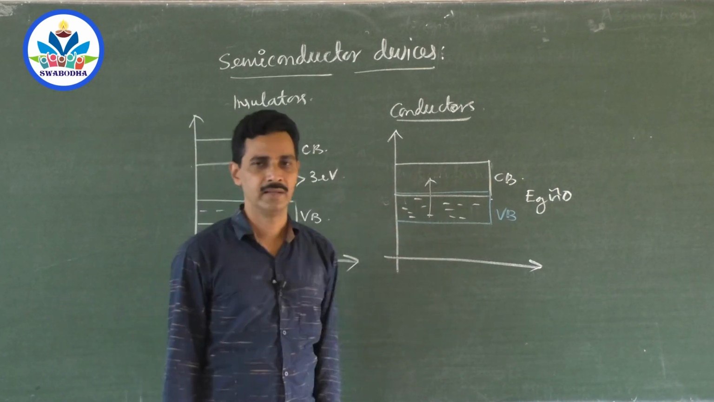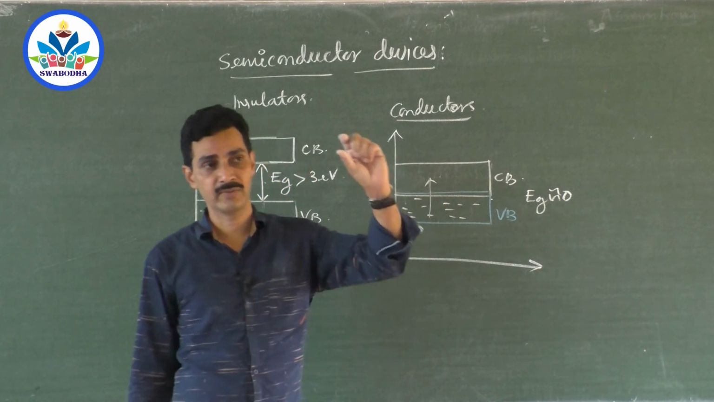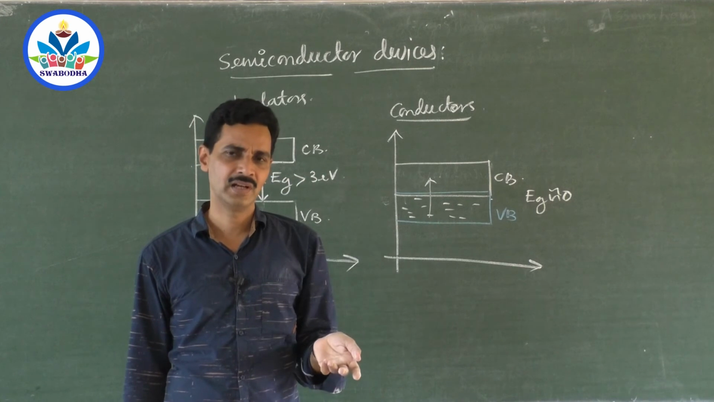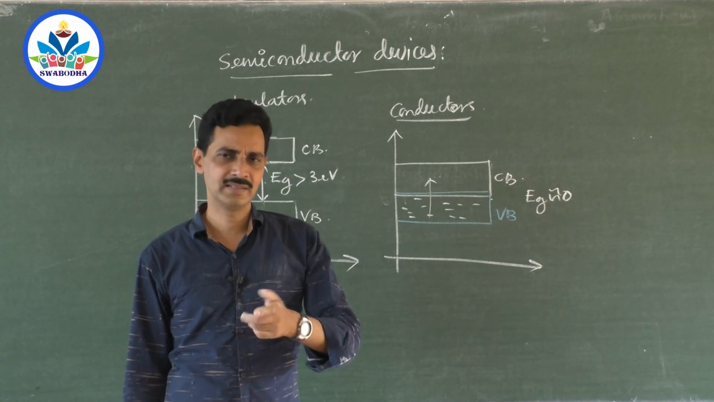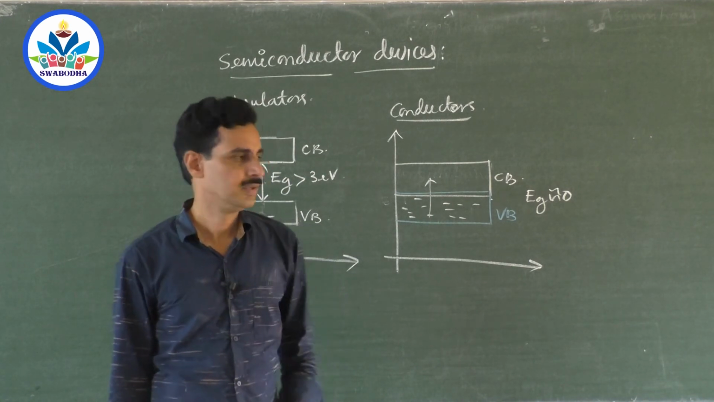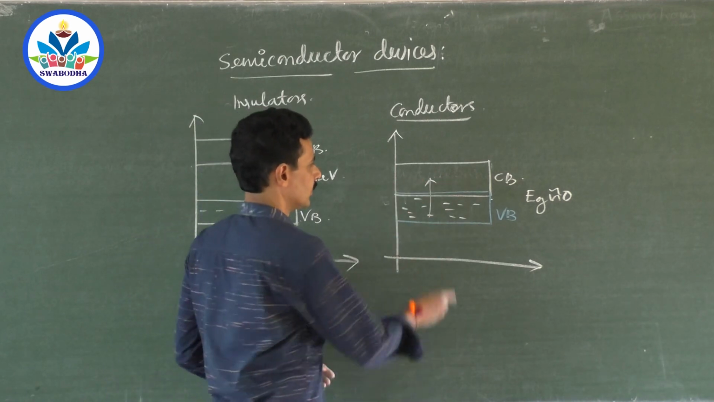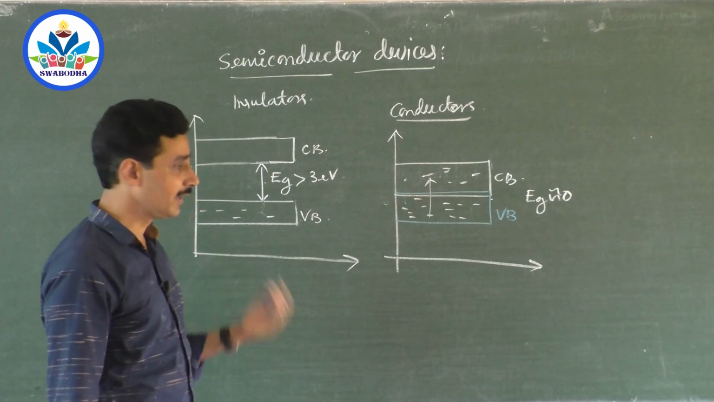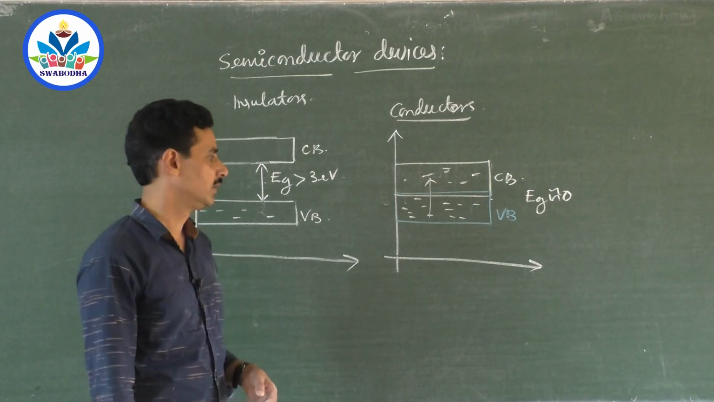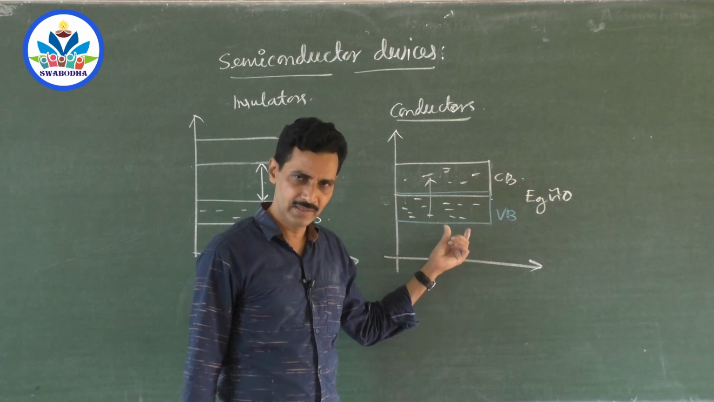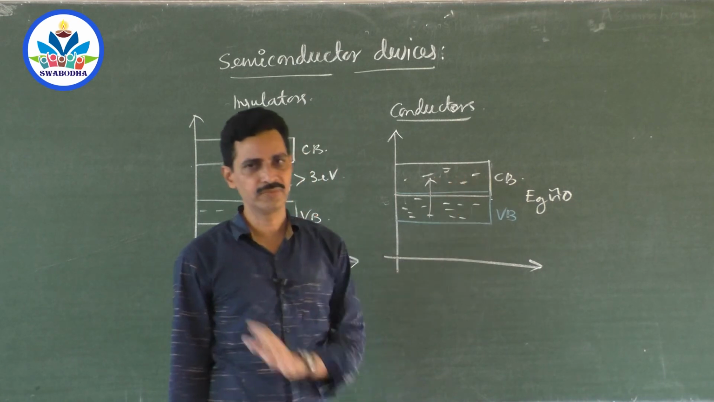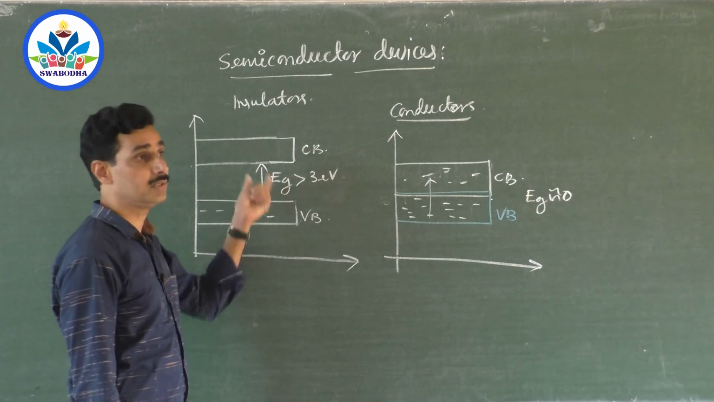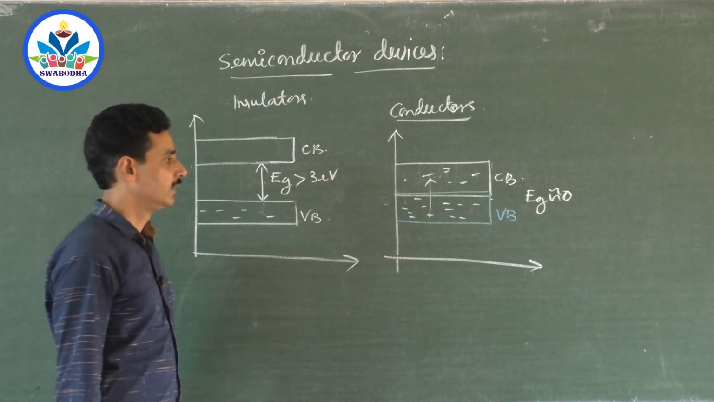What about in a conductor? In a conductor, the conduction band and valence band are separated by a very small energy gap. So at room temperature, the small energy that is available is enough, and the electrons will go to the conduction band, and it becomes a very good conductor. So in a conductor at room temperature, the valence band is filled, and the conduction band is also filled. In an insulator, the valence band is filled, but the conduction band is not filled with electrons.